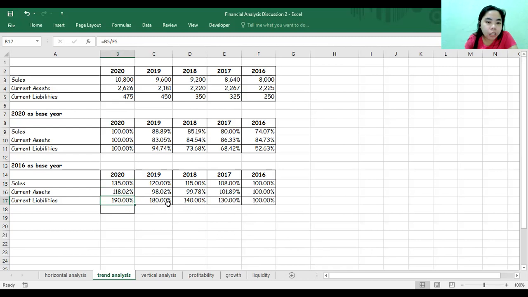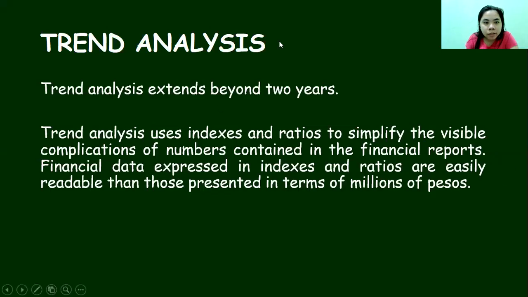So we keep on increasing in current liabilities. For the current assets, we increased, then decreased, then decreased, then increased. And for our sales, it's very good since we are increasing each year. So that is trend analysis. So let's go back to our PowerPoint presentation. So we're done with this.